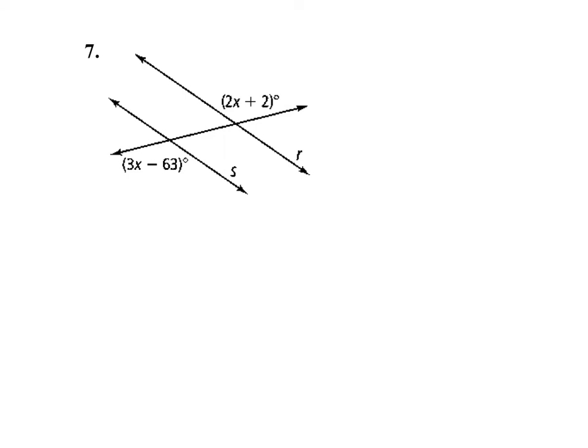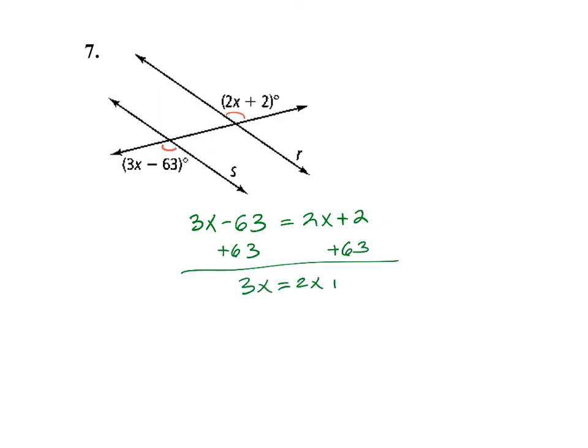Again, in this one, I want to find x so that those two lines are parallel. My first step is to identify what type of angles they are. They are alternate exterior angles, and for the lines to be parallel, alternate exterior angles have to be congruent. So 3x minus 63 equals 2x plus 2. Now I'm going to solve: plus 63, so 3x equals 2x plus 65, minus 2x, so x equals 65 degrees.